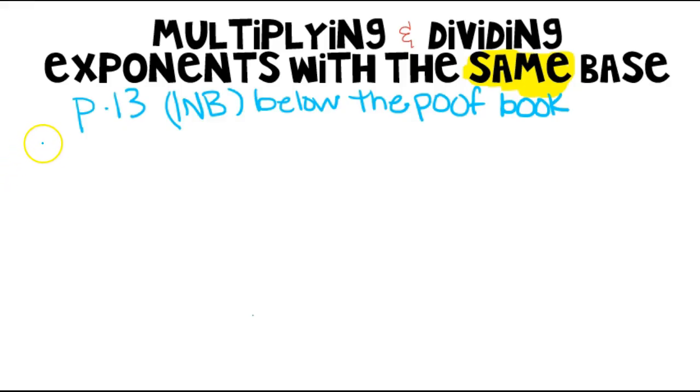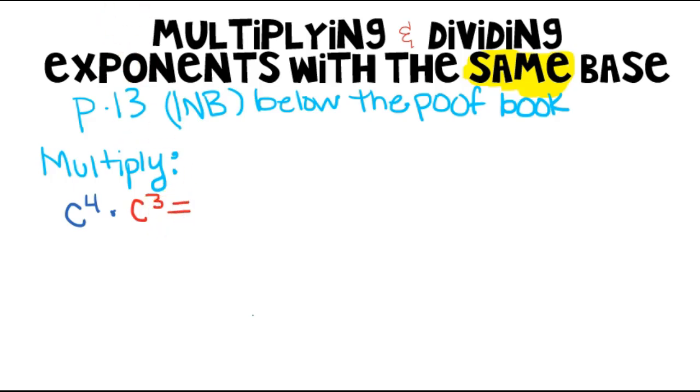So the first thing that we're going to talk about is how we multiply exponents. So go ahead and write down multiply, and I'm going to go through an example for you. So say we take c to the fourth power, and we want to multiply that by c to the third power.